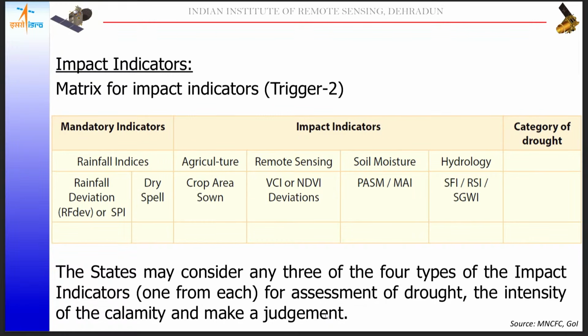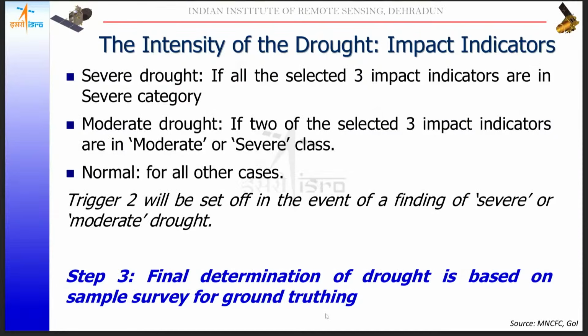For soil moisture, they use percentage available soil moisture and the moisture adequacy index. In case of hydrology, they use the stream flow index, reservoir storage index, and groundwater index, a number of indices and their categorization. These are mentioned in their drought manual, which they published in 2016, along with the details of the scaling and class criteria by which they define the impact indicators and their levels.